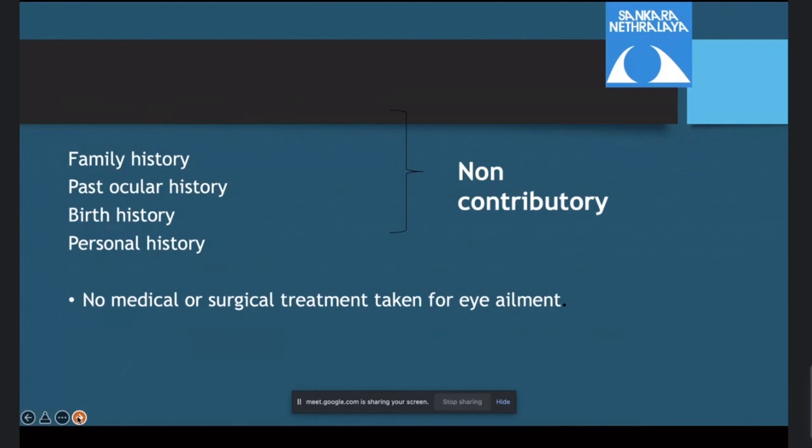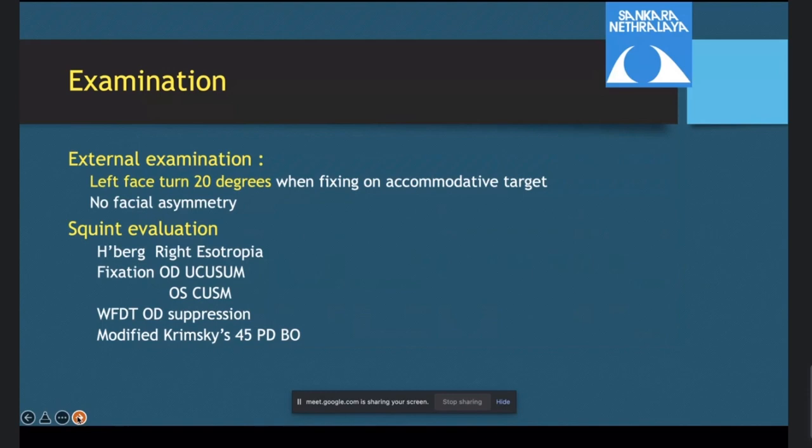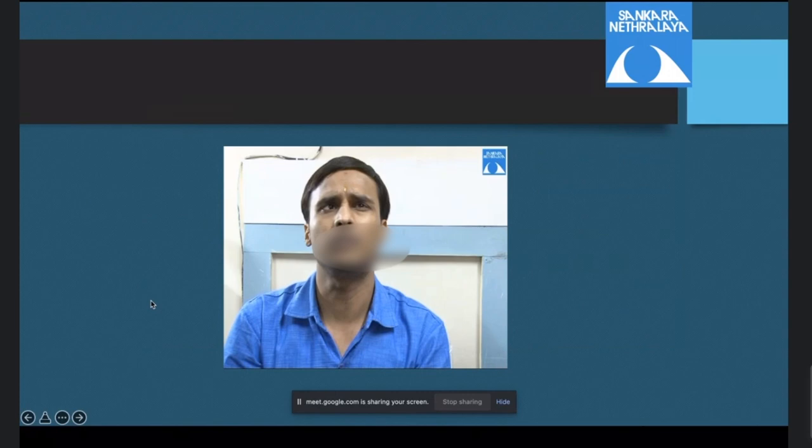Visual acuity, as you can see, right eye 2/60, and high myopia, minus 12. And left eye was 6/9. I'm not going to go through this. You've got a right esotropia and you can see his nystagmus. Okay. This is a bit slow to load.